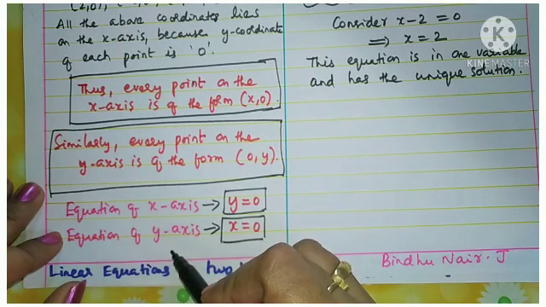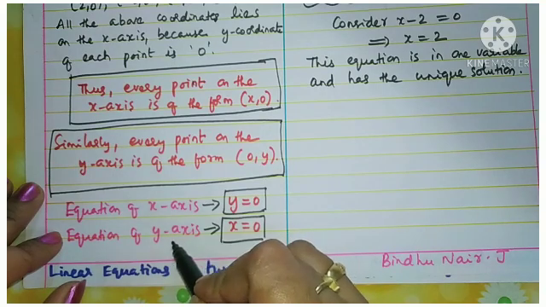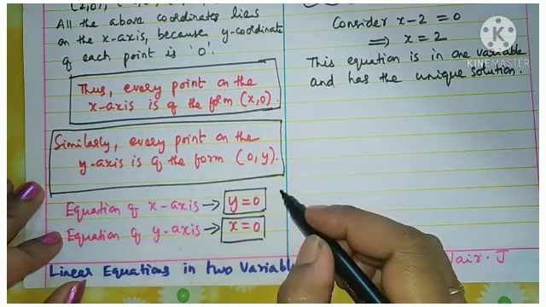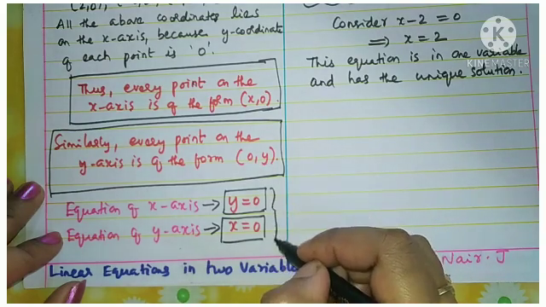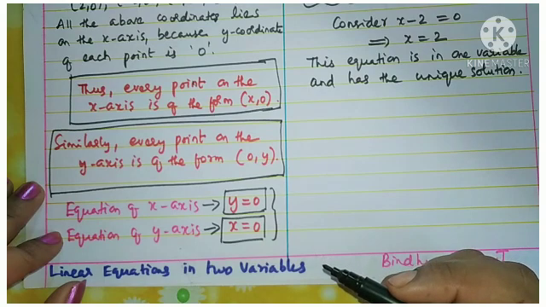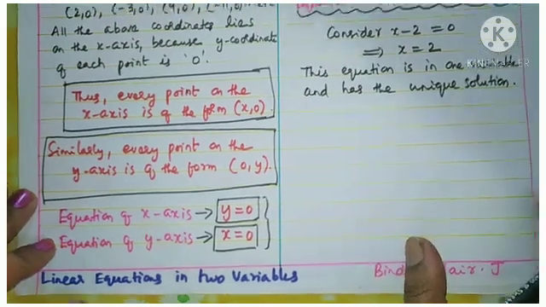Y-axis, who is not there? The x coordinate is not there. So we can form an equation for the y-axis as x equal to 0. So these are also two important relations that you want to study. The equation of the x-axis is y equal to 0 and the equation of the y-axis is x equal to 0.